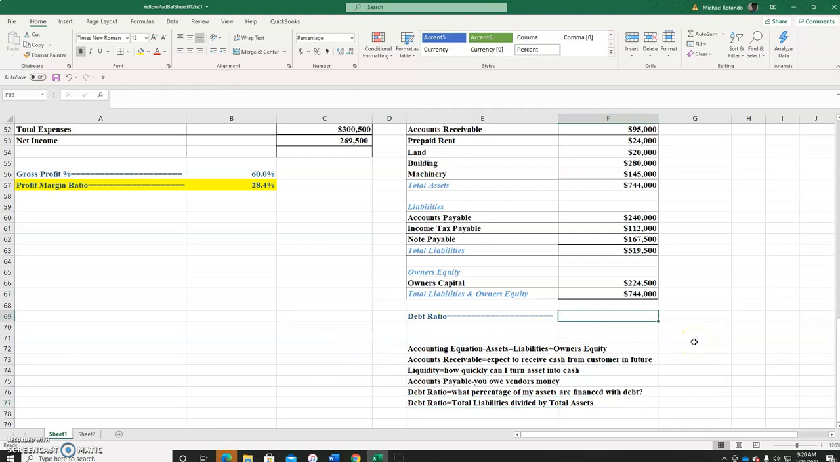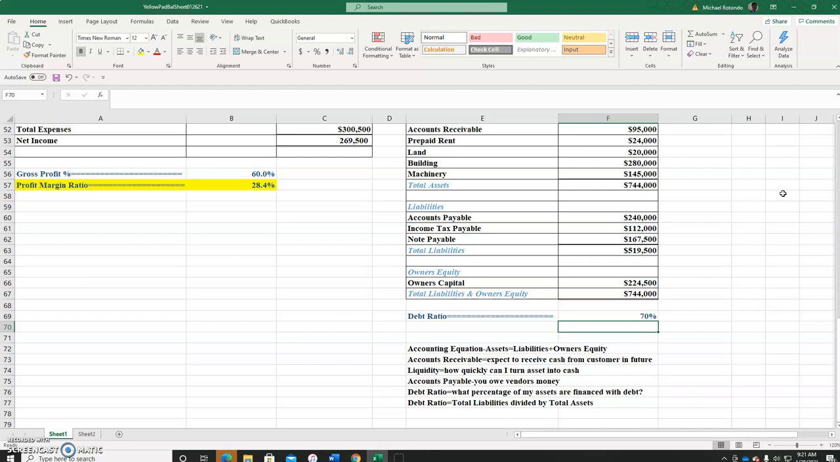So for this company, our debt ratio is going to be the $519,500 divided by the $744,000. So they're going to have a fairly high debt ratio of 70%. So that means out of every dollar in assets they have, 70 cents of that has a creditor claim. So creditors have a 70-cent claim for every dollar in assets we have.